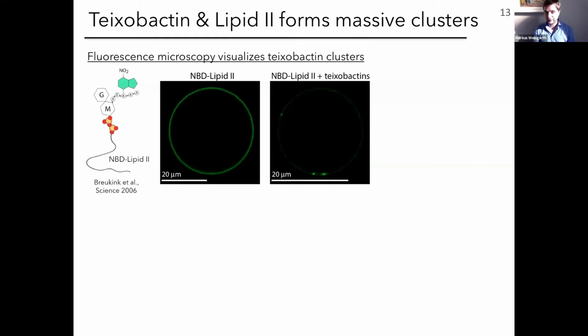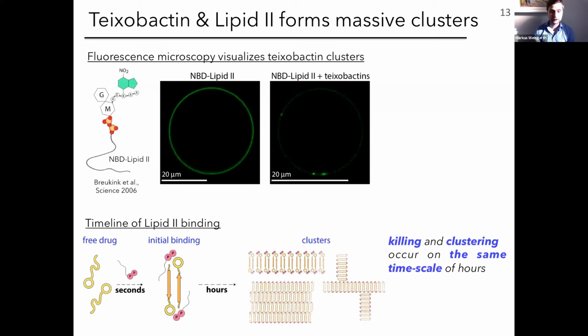And we obviously wondered, what is the function of these clusters? And we don't know, but we can speculate. And it's very interesting to look at the timeline of cluster formation. The initial binding of tioxobactin to lipid 2 is fast, only requires seconds. But cluster formation is a slow, subordinate process that happens on the time scale of hours. And killing also requires hours. If this is a coincidence or a functional correlation, that's something that we need to investigate in the future.